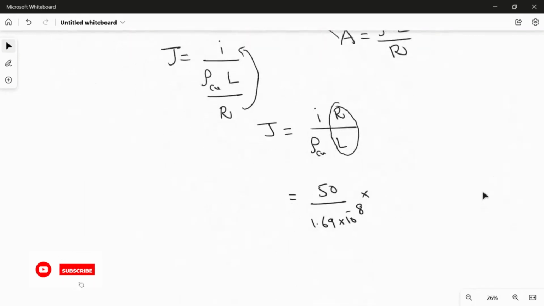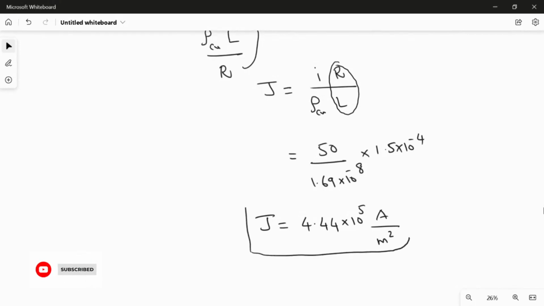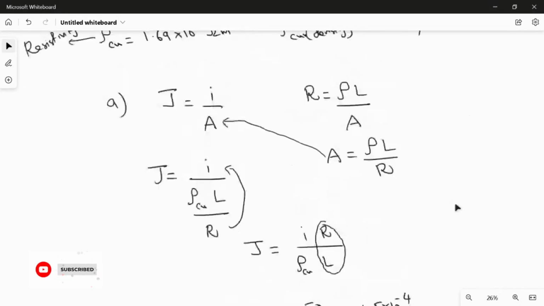So I'm going to substitute this R over L value here as 1.5 multiply 10 power minus 4. Here I got the answer for the current density for the copper cable. J is equal to 4.44 multiply 10 power 5 ampere per meter square. So this is the answer for part A. Now we have to go for the second question, part B.